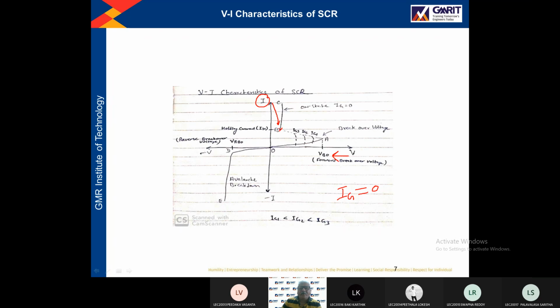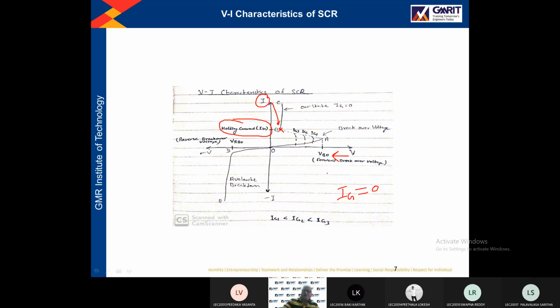Now at one point of time, this is the current below which the SCR will turn off. So this current is called the holding current, right? This current is holding current. So what is holding current? The current below which SCR is turned off is called holding current.